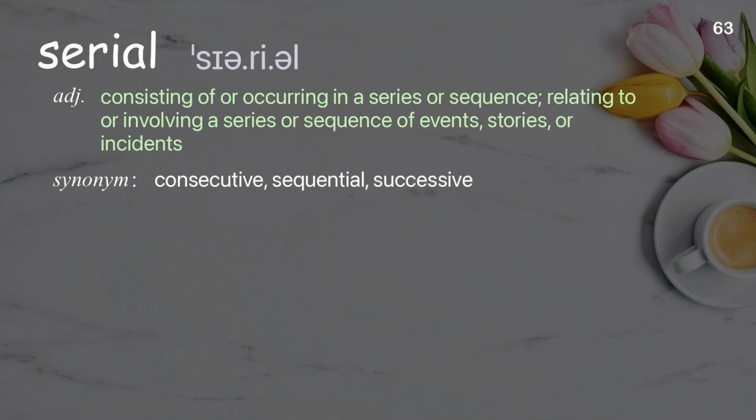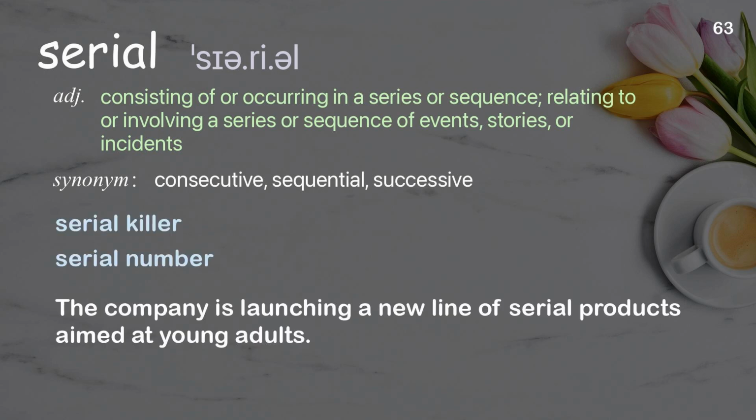Serial: consisting of or occurring in a series or sequence, relating to or involving a series or sequence of events, stories, or incidents. Examples: serial killer, serial number. The company is launching a new line of cereal products aimed at young adults.